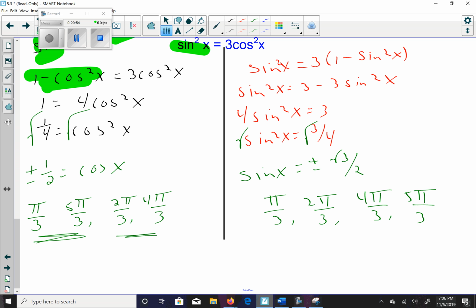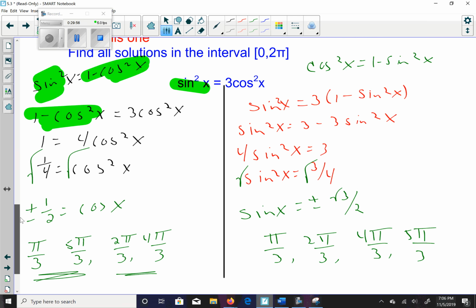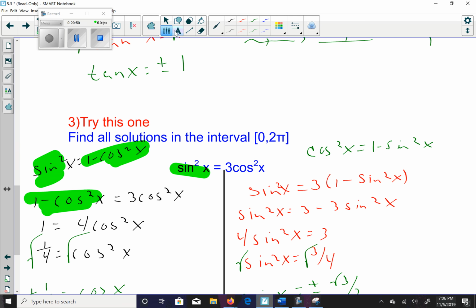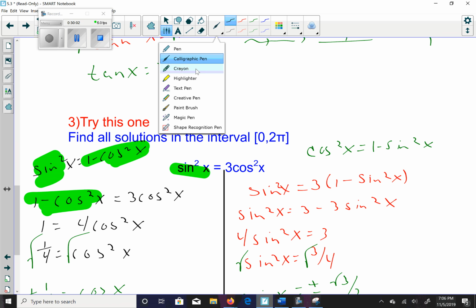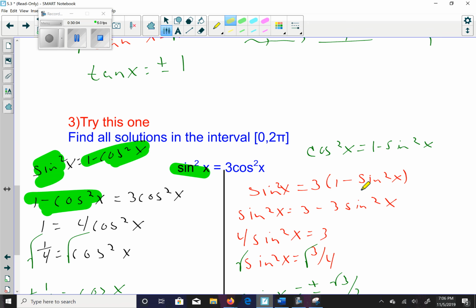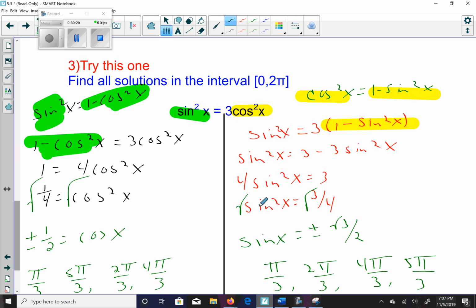This other one, what I did for the other side, depending on how you did it, because you could do it either way, is this one I decided to replace cosine squared with 1 minus sine squared. So in place of this cosine squared, I wrote 1 minus sine squared. This one might seem a little bit more difficult. They're basically about the same. I had to distribute the 3 and got 3 minus 3 sine squared x. Added the 3 sine squared x to both sides to make it 4 sine squared x is equal to 3. Divided both sides by 4. Sine squared x is equal to 3/4.